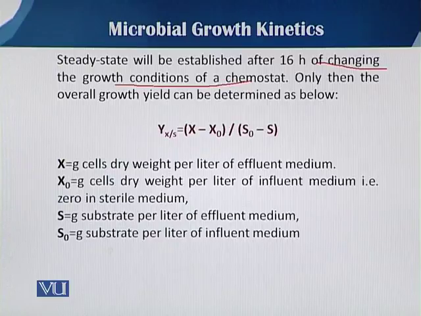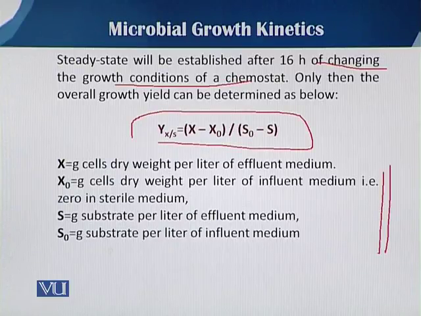So the overall growth yield of this condition is this. We have already discussed this equation: the yield coefficient is equal to x minus x naught over s naught minus s, that is, the cell concentration minus the initial cell concentration, over the initial substrate minus the residual substrate concentration.